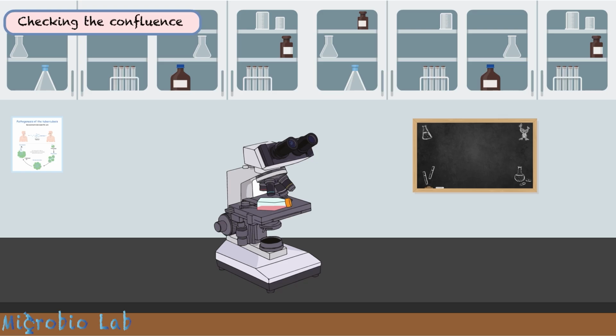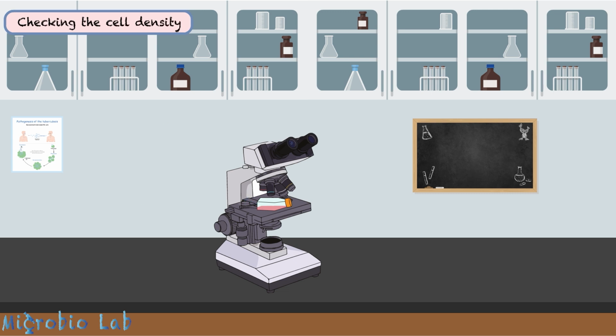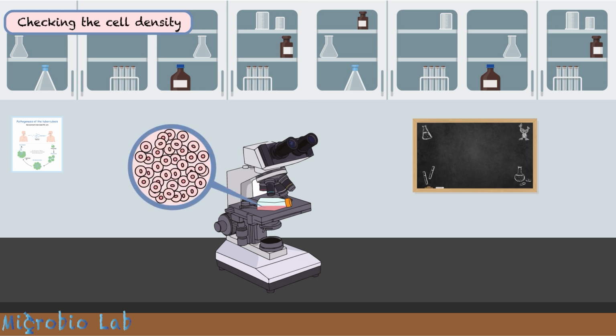Before passaging, check the confluence of your adherent cells under the microscope. Cells should ideally be at 80 to 90% confluence. Overconfluence can lead to cell stress and affect proliferation. For suspension cultures, check the cell density and ensure it remains within the optimal range.